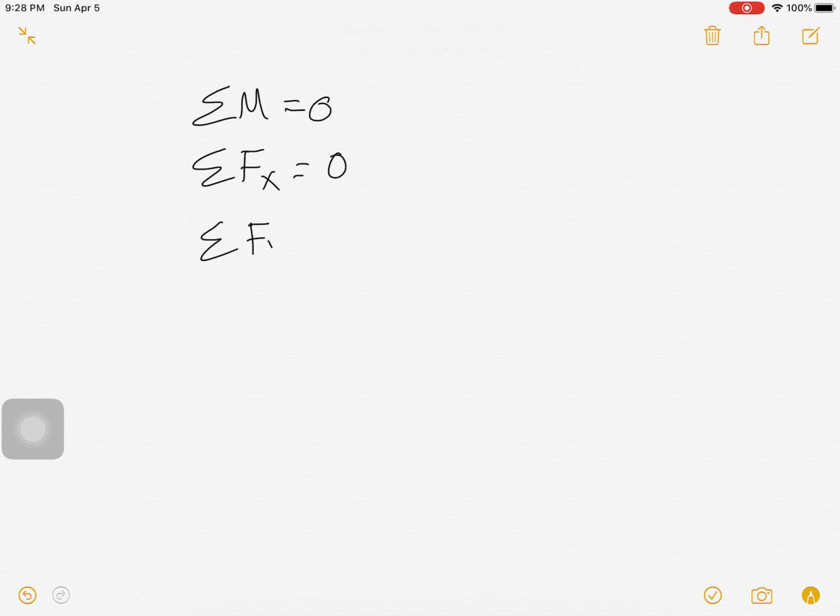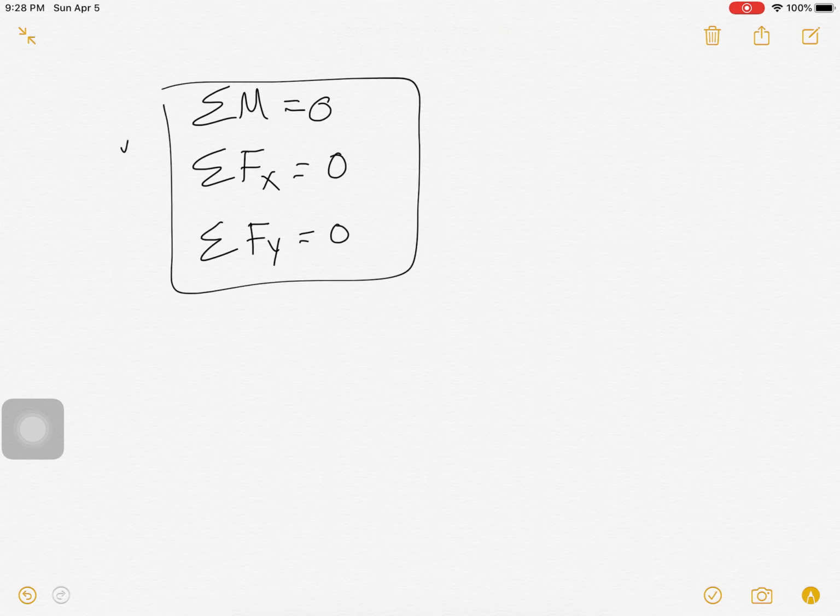Now, when we're solving for reaction forces, we're going to be using our three laws of statics, and you want to make sure you have these in your notes. So let's say the sum of the moments around any point is 0. The sum of the forces in the x direction is 0. And the sum of the forces in the y direction is also 0. These are our three rules for statics. Make sure you have them in your notes. Get used to using them. So let's look at how we're actually going to do this.